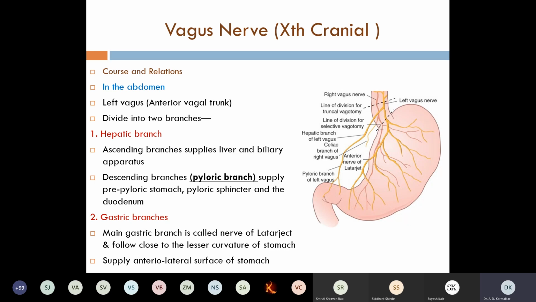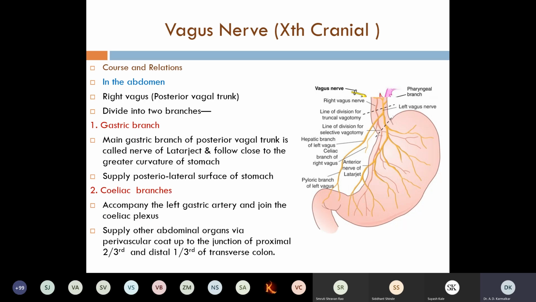Likewise, the main gastric branch is called the anterior nerve of Latarjet, and it gives branches to the anterolateral surface of the stomach. So most of the anterolateral surface is supplied by the anterior nerve of Latarjet. In the treatment of peptic ulcer, we do the vagotomy, in which we cut this anterior nerve of Latarjet. We preserve the pyloric branch of the vagus nerve, just to refresh your knowledge. So it will supply the anterolateral surface of the stomach, that is the gastric branches.